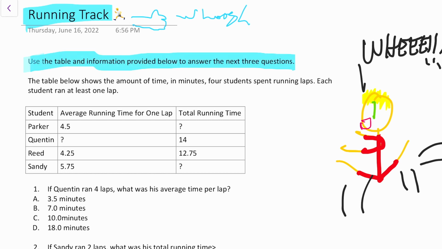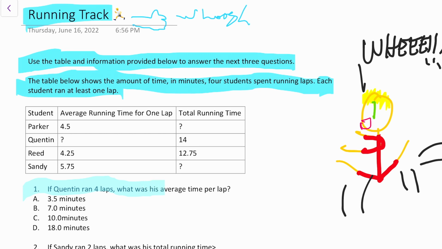Alright, so our first question today is, use the table and information provided below to answer the next three questions. The table below shows the amount of time in minutes 4 students spent running laps. Each student ran at least one lap. Obviously, that's probably PE. So our first question is, if Quentin ran 4 laps, what was his average time per lap? And Quentin here, he ran 14 minutes. And we do not know what his time per lap was. But he ran 4 laps.